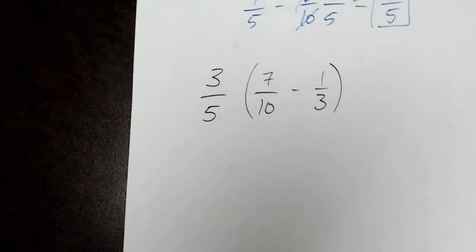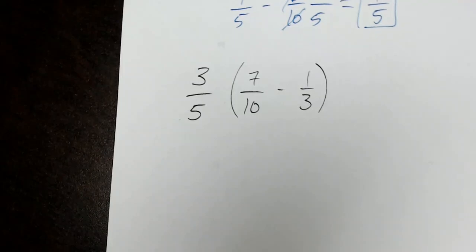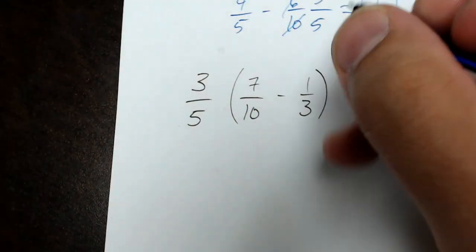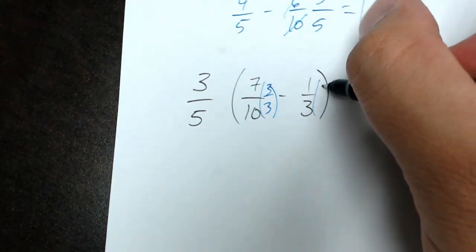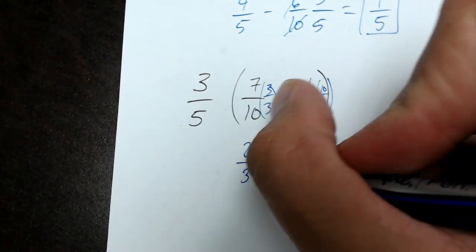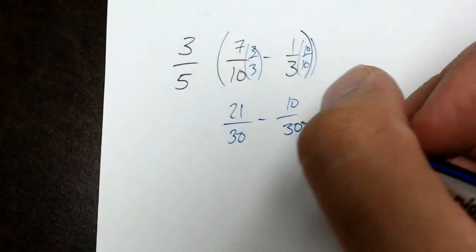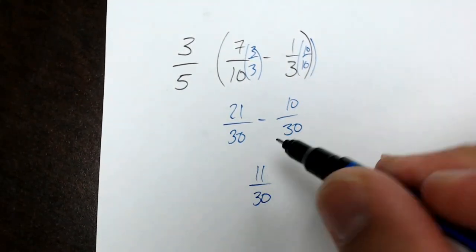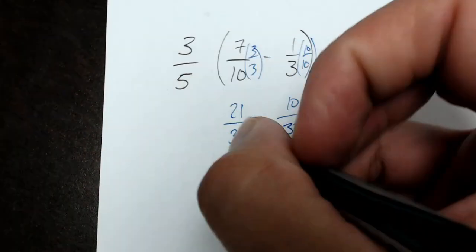Let's go to the last example. The last example has some parentheses in there. Ooh, a little bit of a trick. So since there are parentheses, I'm going to end up doing this subtraction first. So let's do 7/10 minus 1/3. I've got to get a common denominator, so this one's going to multiply by 3 over 3. This is going to multiply by 10 over 10. 7 times 3 is 21 over 30 minus 10 over 30. 21 minus 10 gives me 11 over 30.